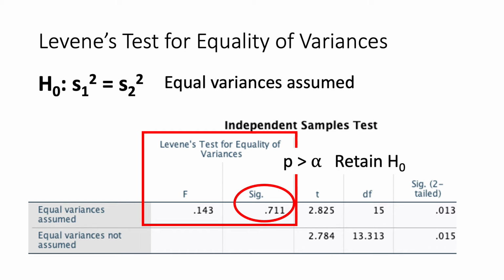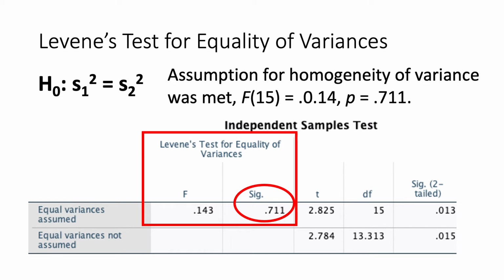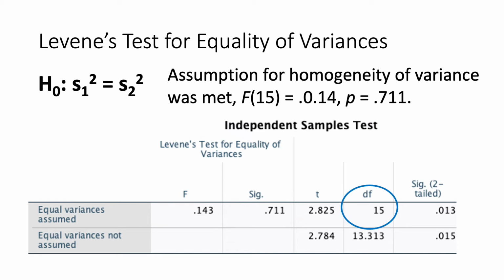You'll remember that if our P is greater than our criterion, we keep the null hypothesis. So in this example, we could say that the assumption for homogeneity of variance was met. F with 15 degrees of freedom equals 0.14 and P equals 0.711. There's our degrees of freedom.